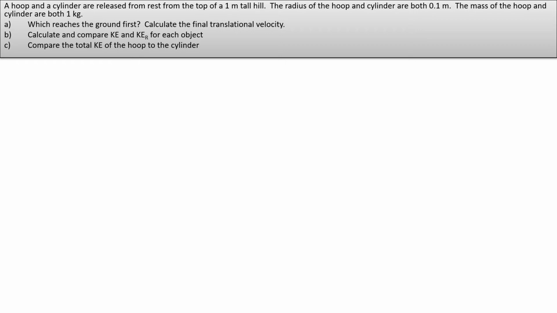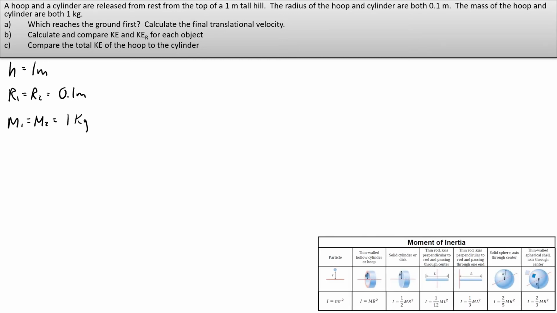So we know that the height of the hill is 1 meter. That's good. We know that the radiuses are the same. So R1 is equal to R2, which is 0.1 meters. The mass. Mr. Nangle, why are you making capitals? Oh, because I'm going to use the moment of inertia formulas that look like this eventually. Okay, and they're all capitals in these.